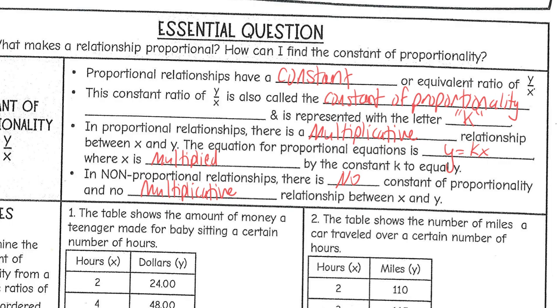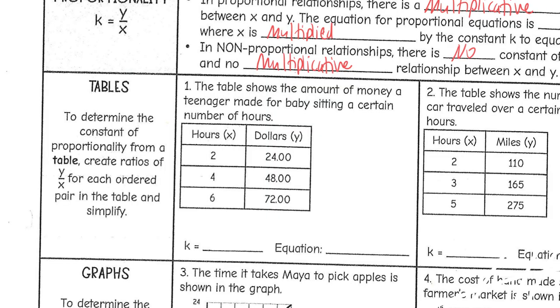Okay, so example. Here we have a table. The table shows the amount of money a teenager made for babysitting a certain number of hours. Now, you could find slope by the change in y over the change in x. 24 to 48 is positive 24, and 2 to 4 is positive 2. So m is the change in y over the change in x, which is 24 over 2, so m is 12. All right, so that was the old way.